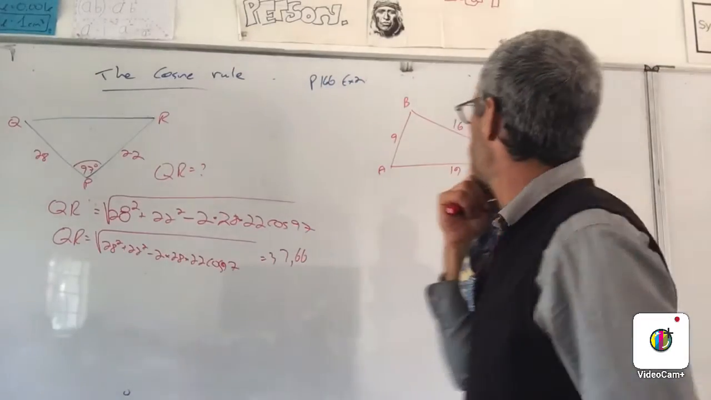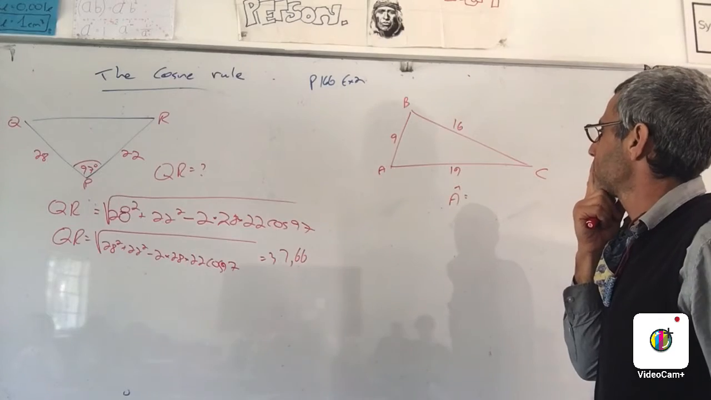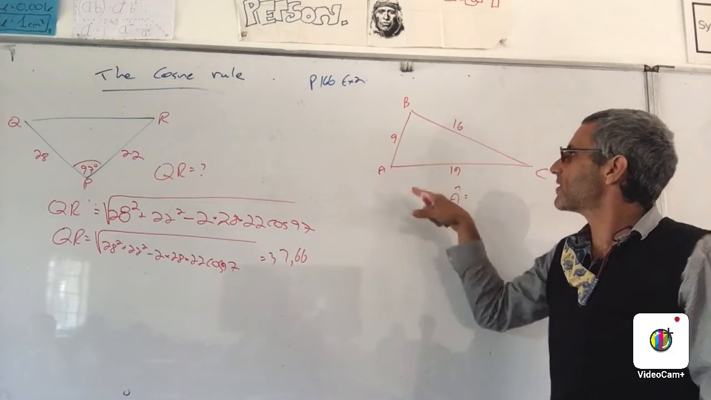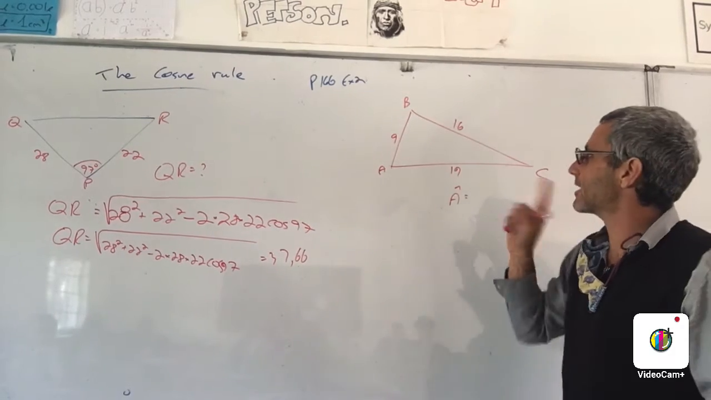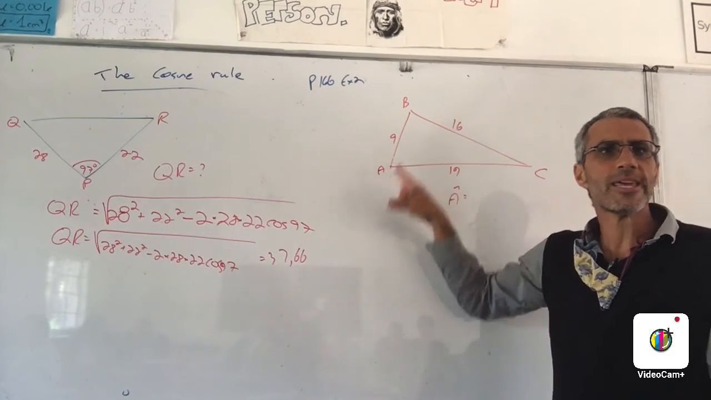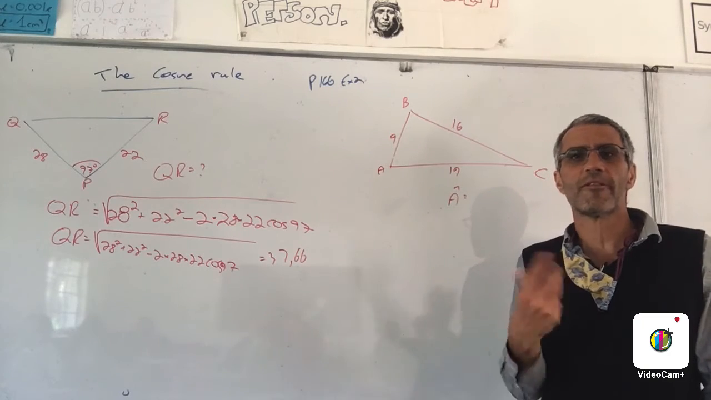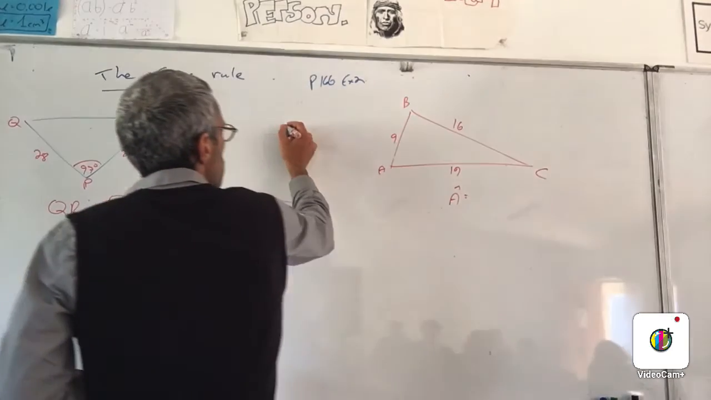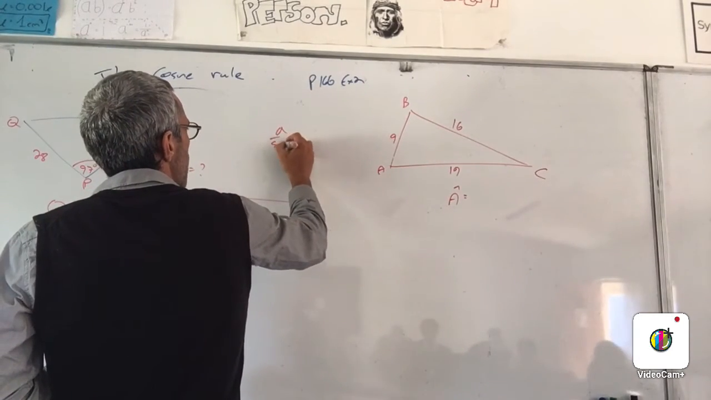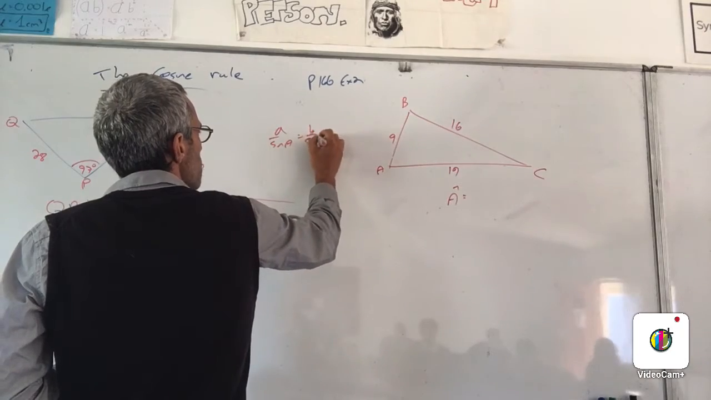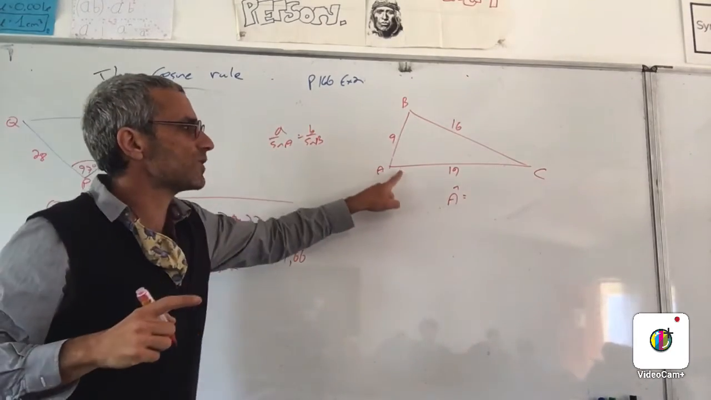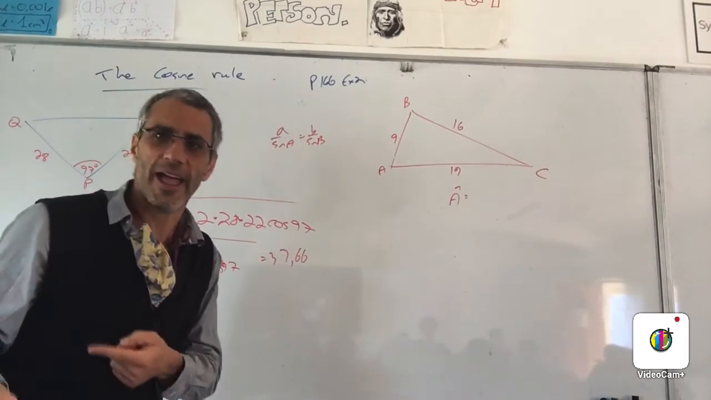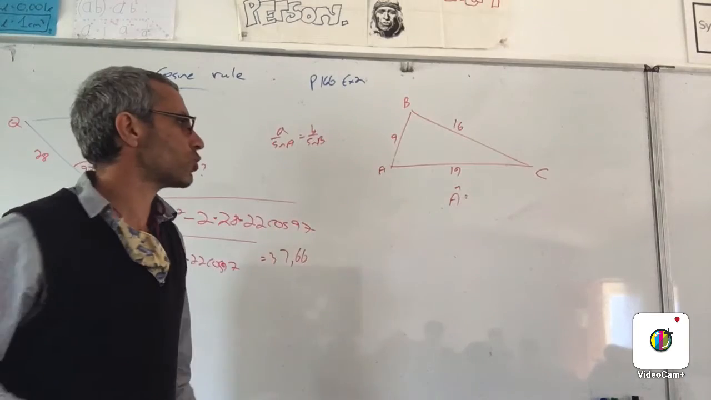Okay, so one more example. Here they give us a triangle with all the sides, 9, 16, 19, and they're asking us to find this angle. Now here we definitely won't be able to use the sine rule. The sine rule is a over sine A equals b over sine B. I've got no angles here whatsoever, so I won't be able to find the other angles. So that is definitely just a cosine rule.